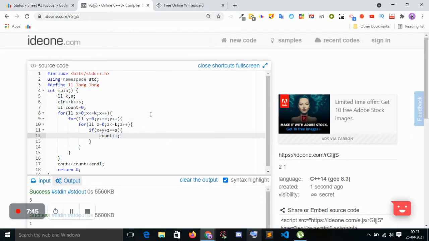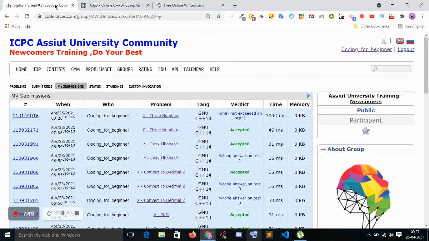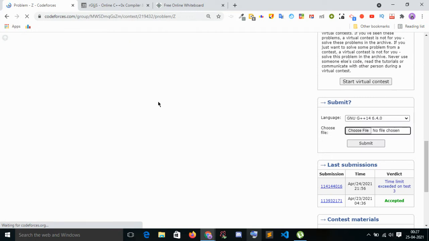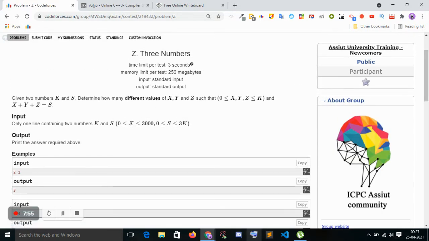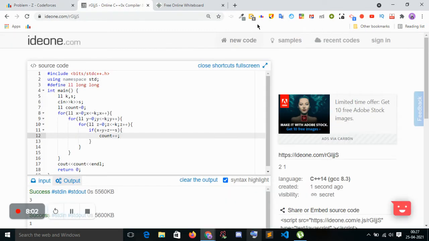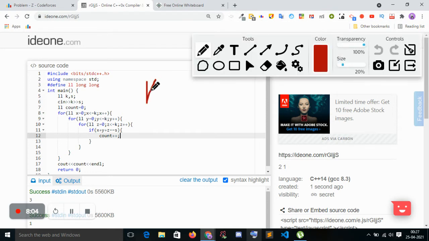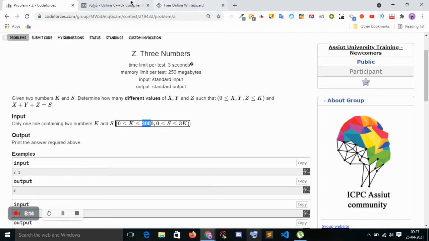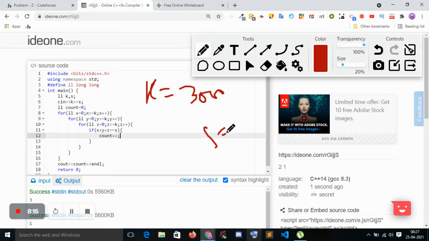So let's try measuring the time complexity of this algorithm. First, measure this brute force. Why is brute force not working? The extreme limit of k is 3000. Let's take the worst case, k equal to 3000. Let's assume s equals 3 times k, that is 9000. It doesn't matter for us, it's 3000.